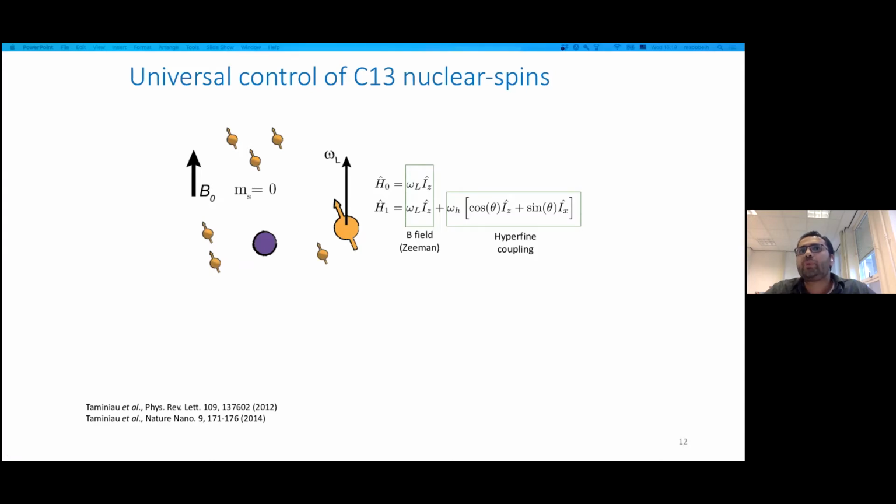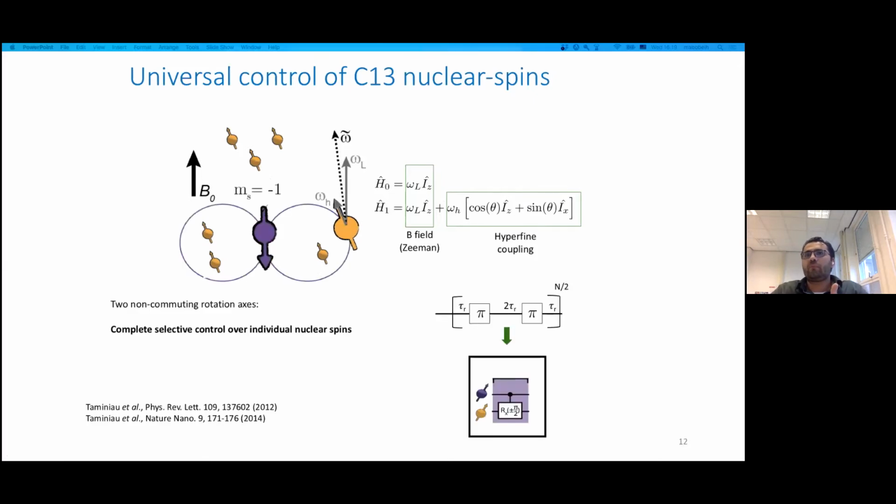If we put the electron spin in ms equals -1, then we turn on the hyperfine interaction between this spin and the nuclear spin, and we get this extra term in the Hamiltonian here. So this will lead this nuclear spin to rotate along a slightly tilted axis, with also a different frequency. So these axes are non-commuting, so they are not parallel to each other. And if we flip the electron spin back and forth between 0 and -1, we can have complete selective control over these individual nuclear spins.